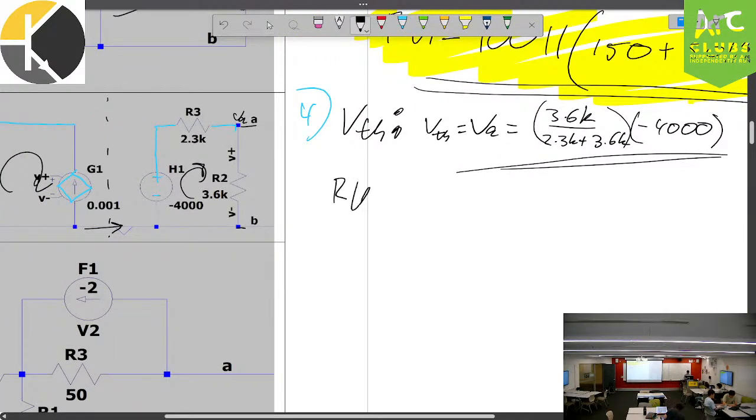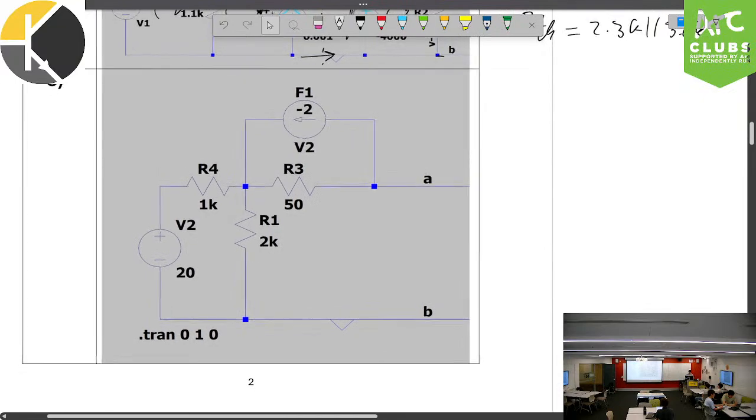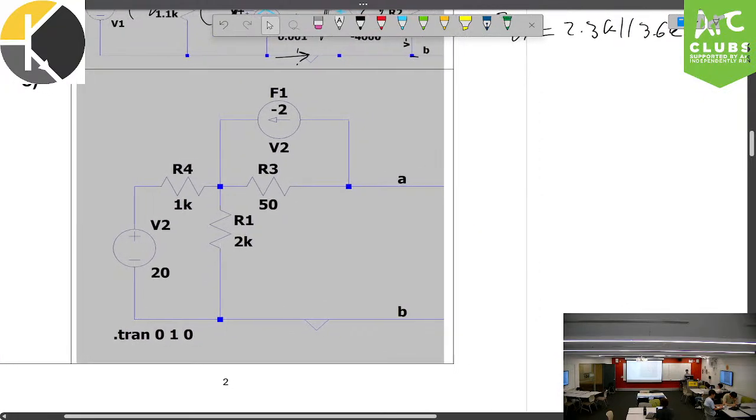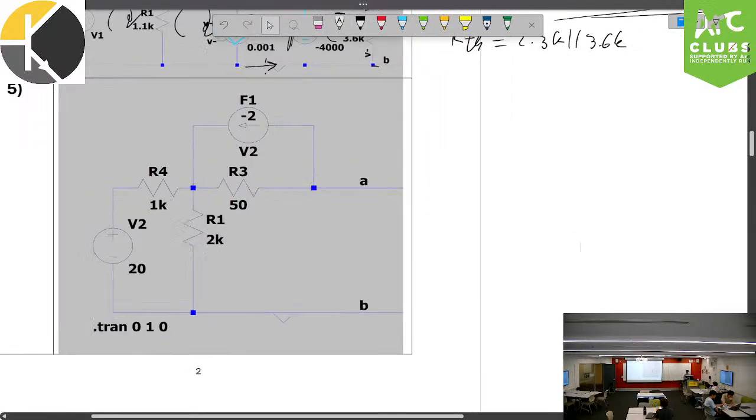Now to calculate R Thevenin, again, method 1. And so, using R Thevenin, method 1, this short circuits, and we just get 2.3K parallel to 3.6K, right? Now we have some slightly more interesting circuits. A lot of this will be, again, method 1 to calculate R Thevenin. So the real tricky bit here is calculating V Thevenin, right? And so, let's think about our nodal and mesh analysis.